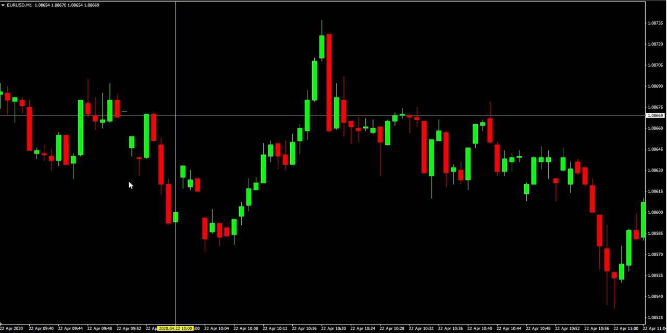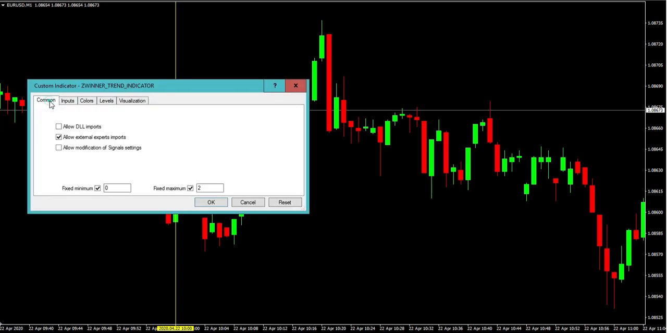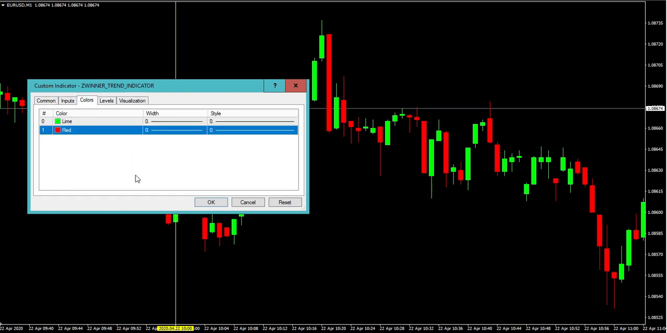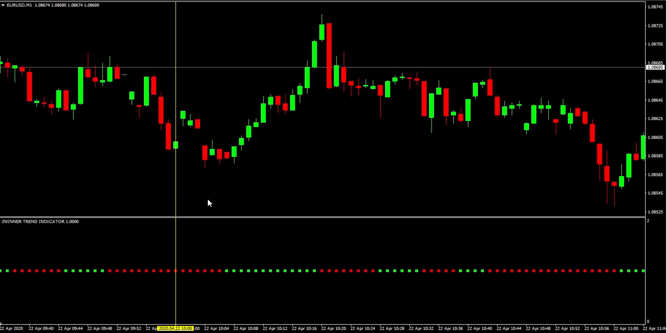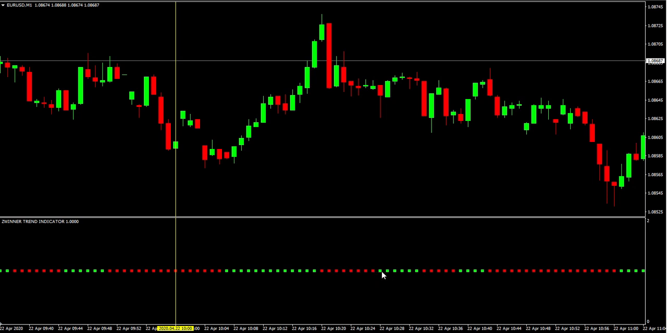Now, the other indicator I'm going to put in is the Z-Winner trend indicator. This indicator tells you where the trend is. Is the market going up or is the market going down? So you click OK. Now here you see the red dots mean the market is in a downtrend, then green dots mean the market goes in uptrend, then downtrend, then uptrend and downtrend and so on. So this is also a very good indicator.